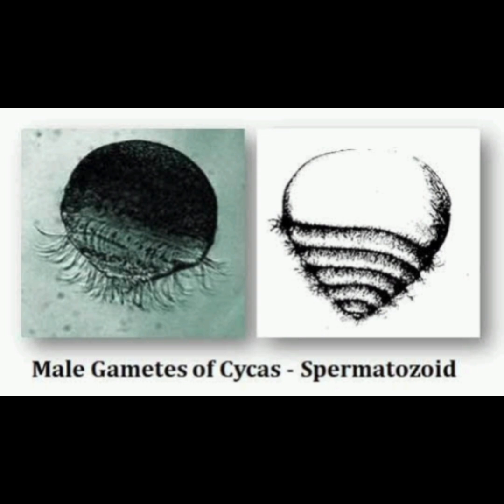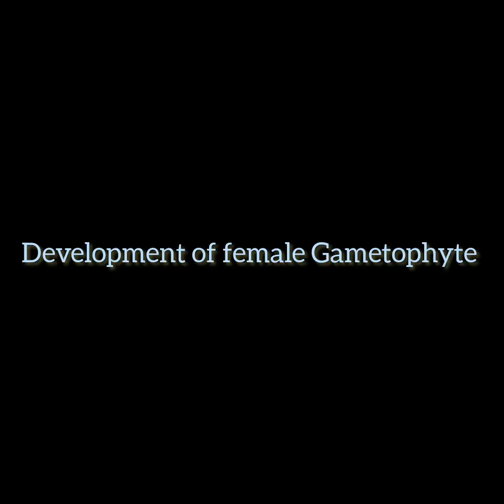This is a very important feature of Cycas, and it is the presence of cilia that helps the male gamete to move within the ovule. So the Cycas male gametophyte is a highly reduced structure. Now we'll discuss the development of the female gametophyte.